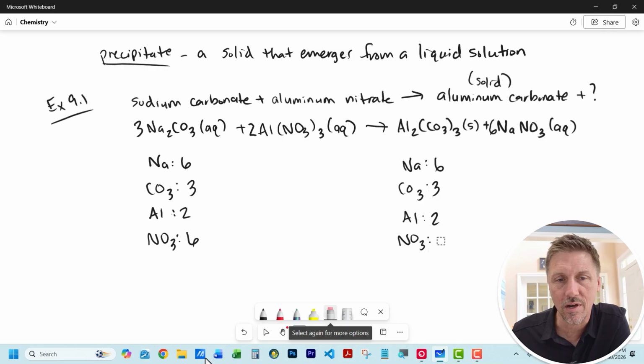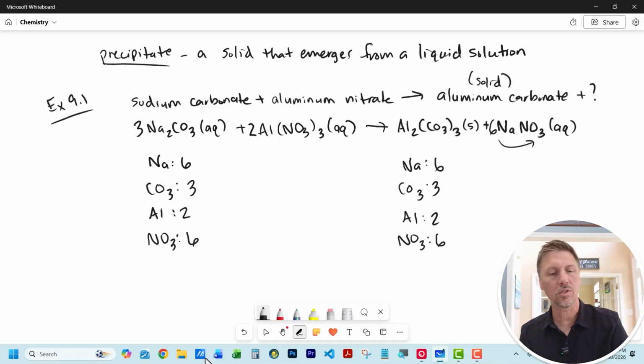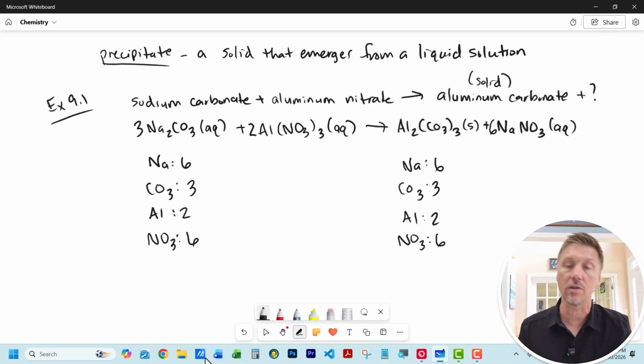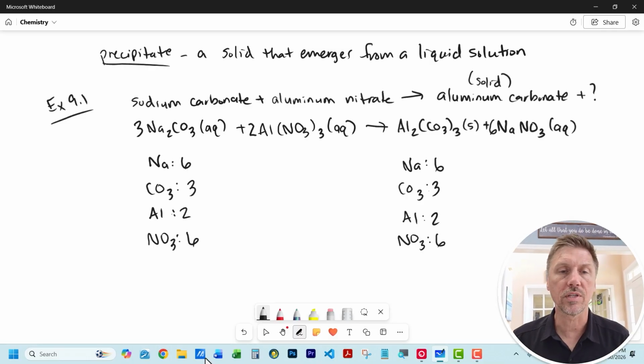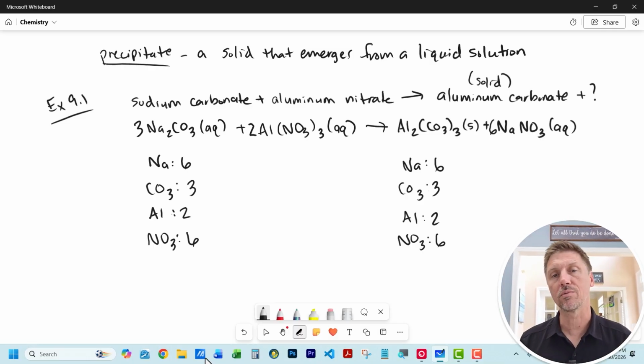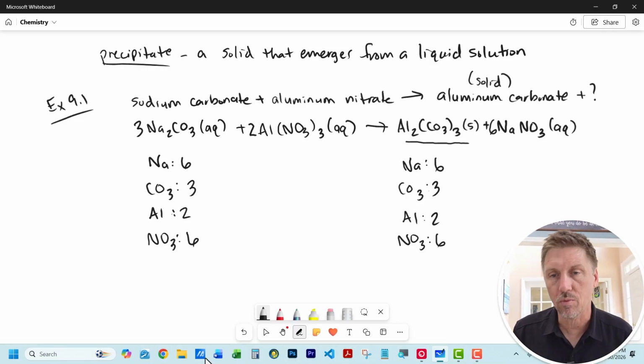I was wrong. I said it was 18. That's because I was taking this 6 and multiplying it by 3, but I'm not supposed to do that. I'm just saying we have 6 NO3s, right? So actually that's it. We're balanced now. We've got the same number of each of these substances on both sides. We have a balanced chemical equation, and that highlights what the precipitate was in this reaction.